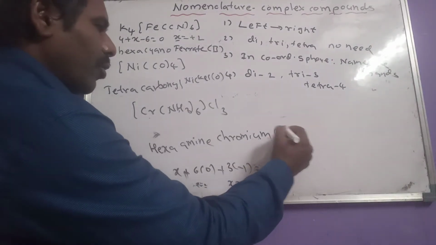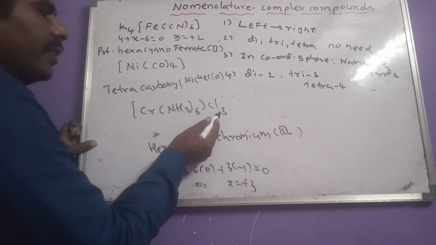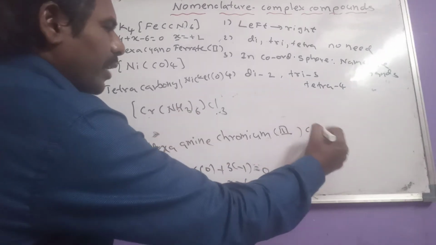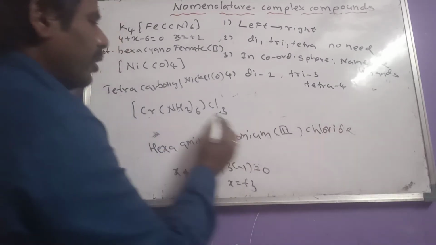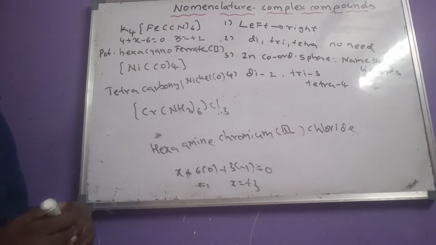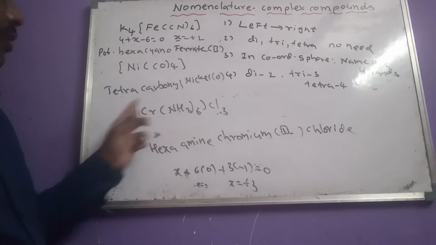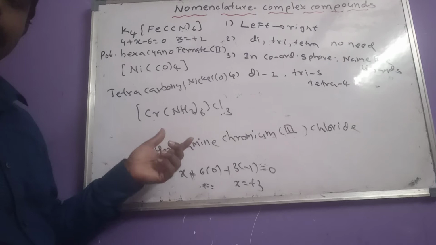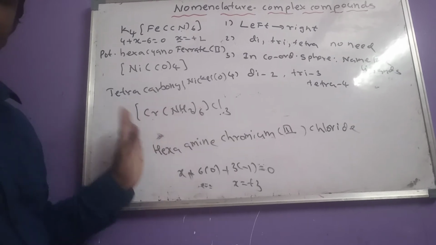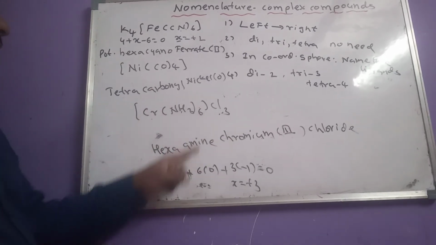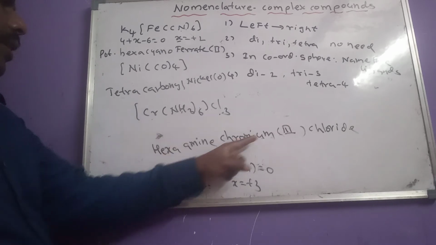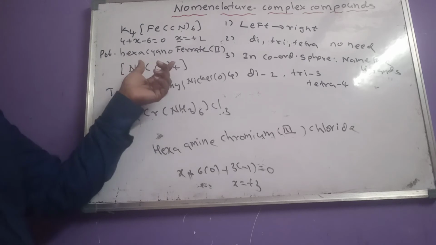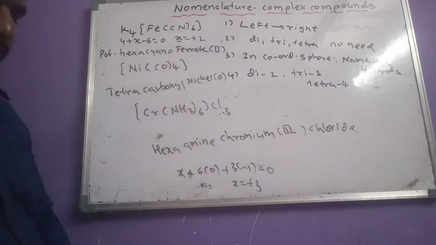So we write Roman numeral III, and outside this coordination sphere a chloride ion is there, so we name it chloride. No need to write trichloride. Already we gave that hint: outside the square bracket, no need to indicate di, tri, tetra, etc. So what is this name? Hexaamminechromium(III) chloride. So these are the three types: anionic, neutral and cationic.